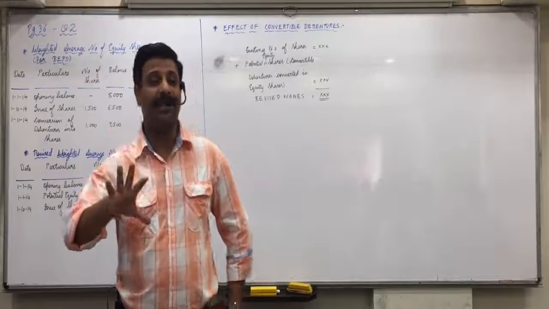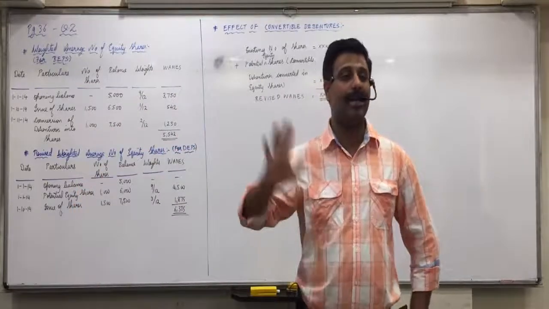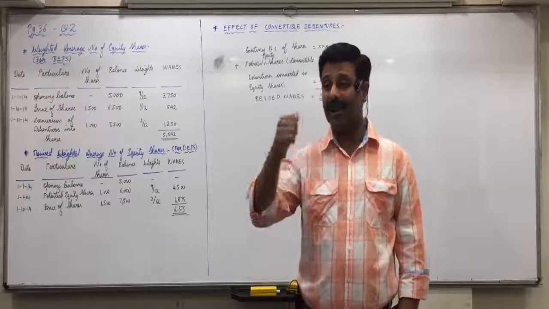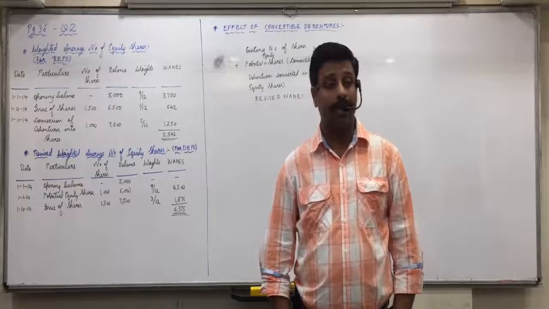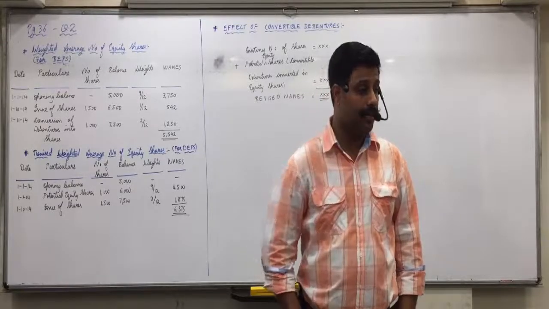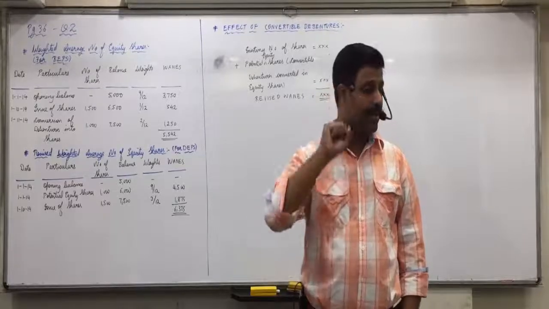How would profits which are available to equity shareholders be affected in future? If debentures get converted into equity shares, then we don't have to pay their interest. How do you get profits attributable to equity shareholders? Profit after tax minus preference dividend. How do you get profit after tax?